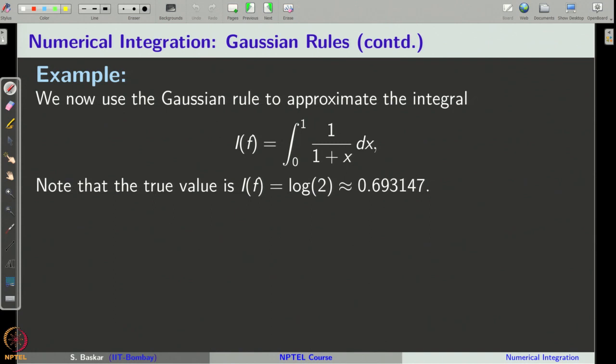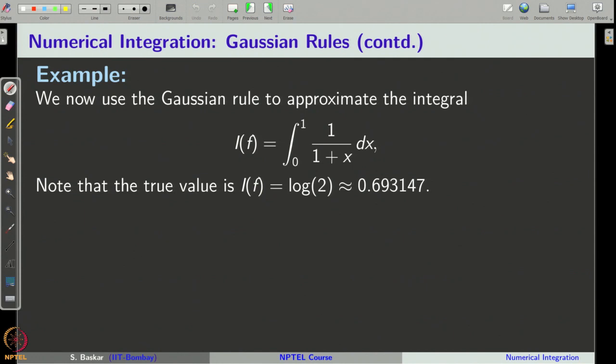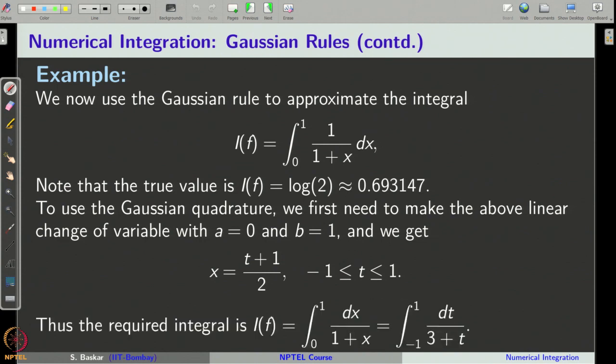Let us try to evaluate the integral from 0 to 1 of 1 by 1 plus x dx. Remember, our integral is not over minus 1 to 1. Therefore, you first have to carefully use the change of variable which we have shown in this slide and obtain this function, okay, with a equal to 0 and b equal to 1 now, and then apply the Gaussian rule. Okay. So, in the present case, the change of variable happens to be x equal to (t plus 1) by 2. Therefore, this is the given integral, and that should be now rewritten in this form, and then apply the Gaussian quadrature rule for this integral.